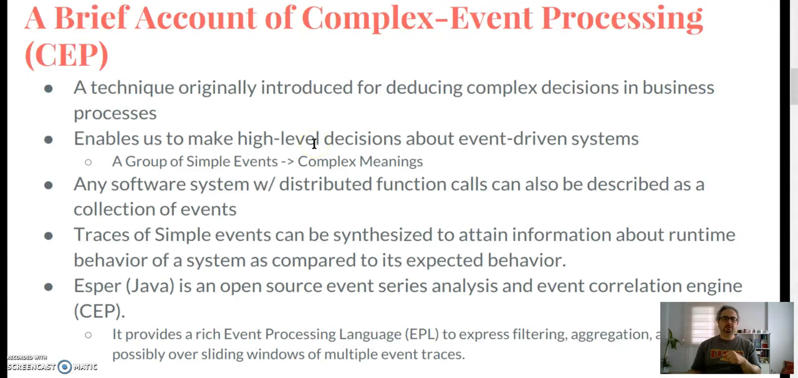What is complex event processing? It's a technique originally introduced for deducing complex decisions in business processes. So it enables us to make high-level decisions about event-driven systems. In an event-driven system, you have tons of simple events, so you can use transformation functions, aggregation functions, and filtering mechanisms in order to get complex meanings from those groups of simple events.